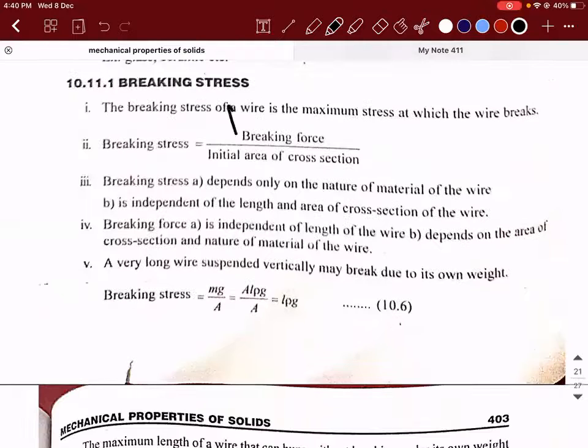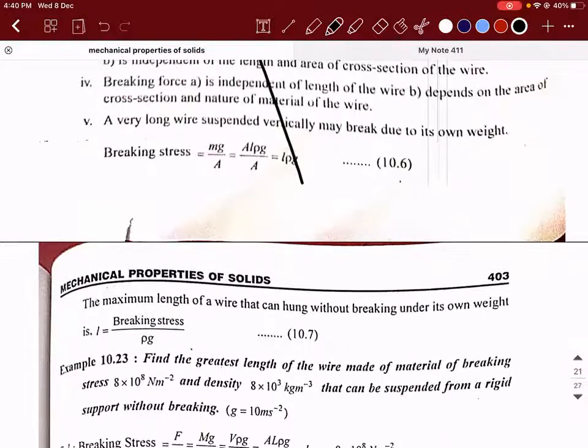Okay, this is also not needed. I'm cancelling all these things because they're not a part of CBSE.